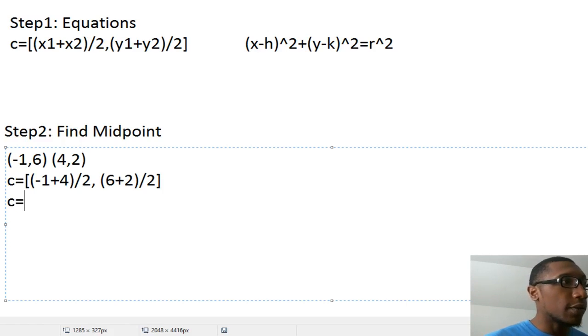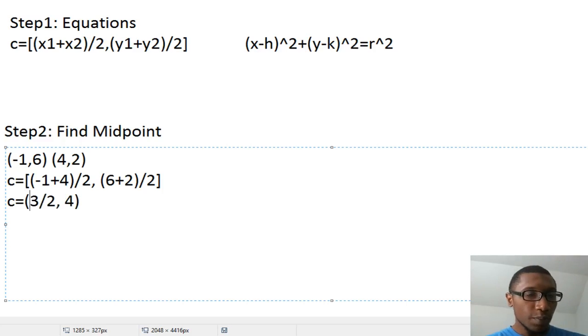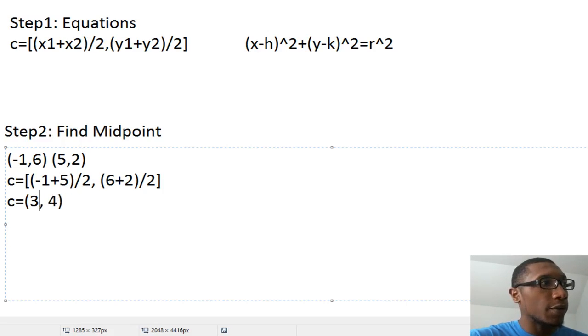All right, so we can solve this. We've got c equals -1 plus 4 is going to be 3. So 3 over 2 is our answer there. And 6 plus 2 is 8. 8 divided by 2 is 4. So our coordinate is 3/2, 4. Okay, and for simplicity's sake, I'm actually going to make this x a 5. That way this becomes 4 over 2, or just 2, just to make the math easier.